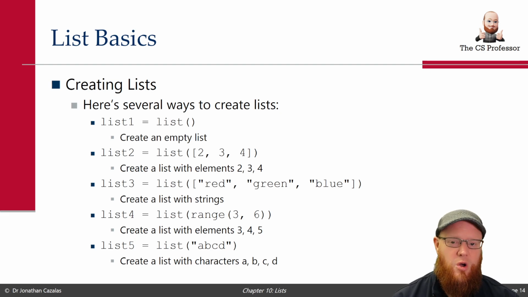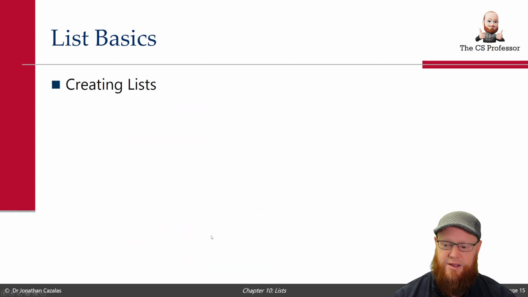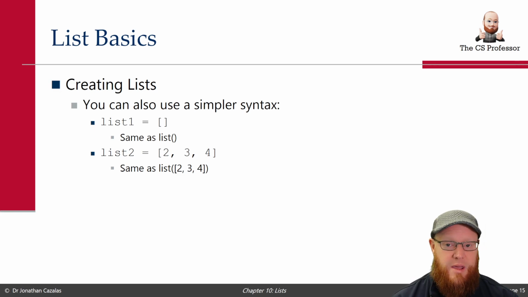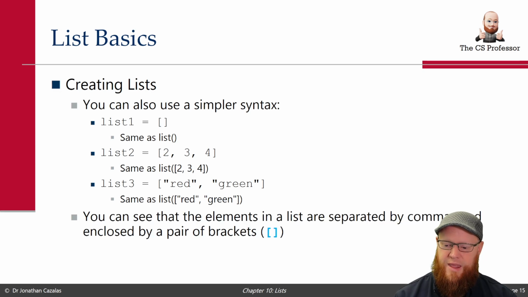Now here I said these are the old school ways of making a list. In fact, you would not even type the word list anymore. I don't think anyone even uses that. Instead, all of these same lists that we just created can be created using those square brackets. So here's the shortcut or the simpler syntax. Here we just make an empty list. Here we make a list with the numbers 2, 3, 4. Here we make a list of size 2 with the values red and green, and so on. Really, really cool.